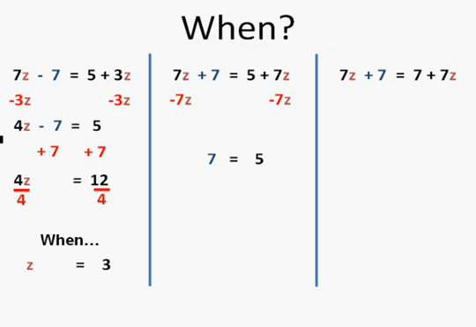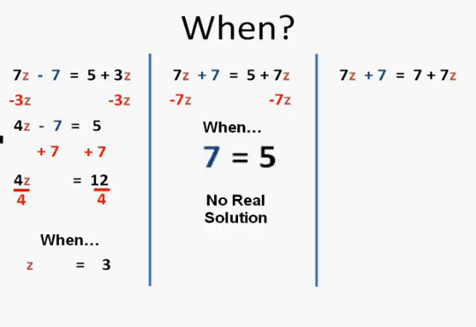Well, bring in your old buddy "when." A clue! Consider that this equation has a solution when 7 equals 5. Well, when does 7 equal 5? It never does. So actually, there is no solution to this equation, or we write "no real solution." A little weird, huh? This word "when" will help us whenever it gets weird.